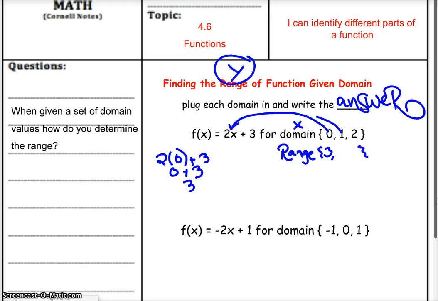Now I have to do another one. What's 2 times 1? 2. Plus 3? 5. So that's my other y or range value. If you like to know how that number came about, I just plugged the 1 in and evaluated.